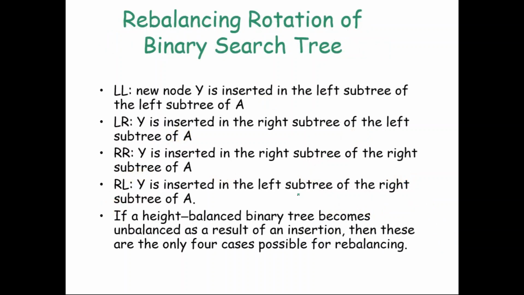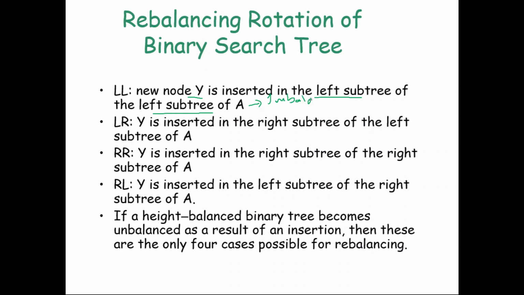So if you see from this, what you can understand is there are 4 types of imbalance that can be created. One is LL, the next is RR, the next is LR, the next is RL. LL means the new node Y is inserted in the left subtree of the left subtree of A. A is the node on which imbalance is created. Such an imbalance we call LL imbalance.